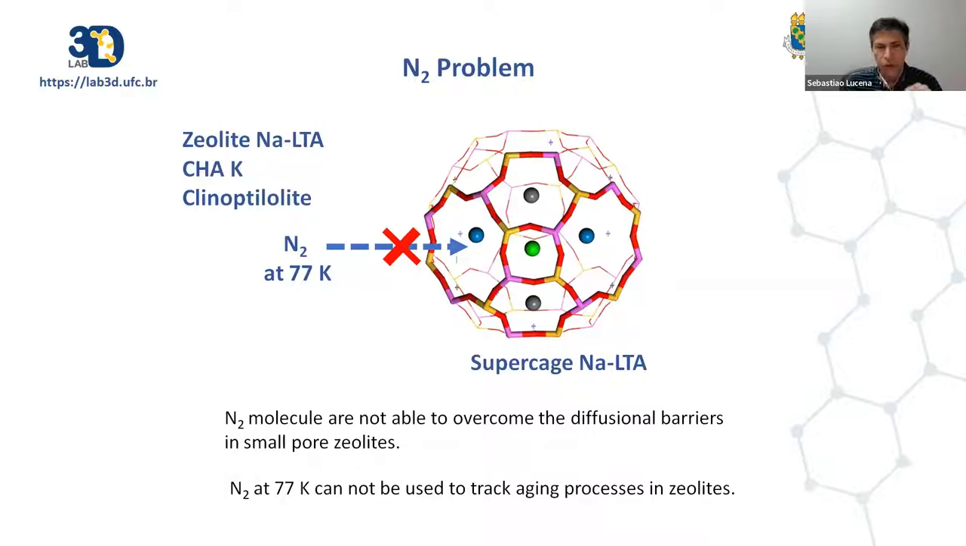Zeolites with small pores, such as NaLTA, chabazite-K or clinoptilolite, have their characterization with nitrogen at 77 Kelvin unfeasible, because the nitrogen molecule is not able to overcome the diffusional barriers at such cryogenic temperatures. Also, the characterization of aging processes, such as coke deposition, is compromised if nitrogen at 77 Kelvin is used as a probe molecule, for the same reason.